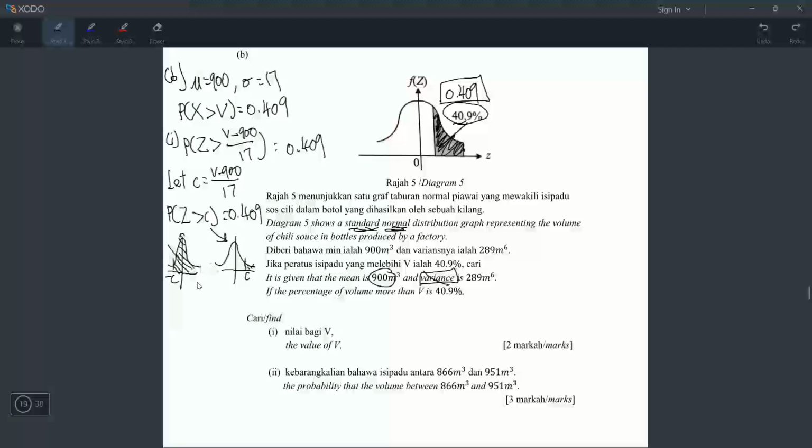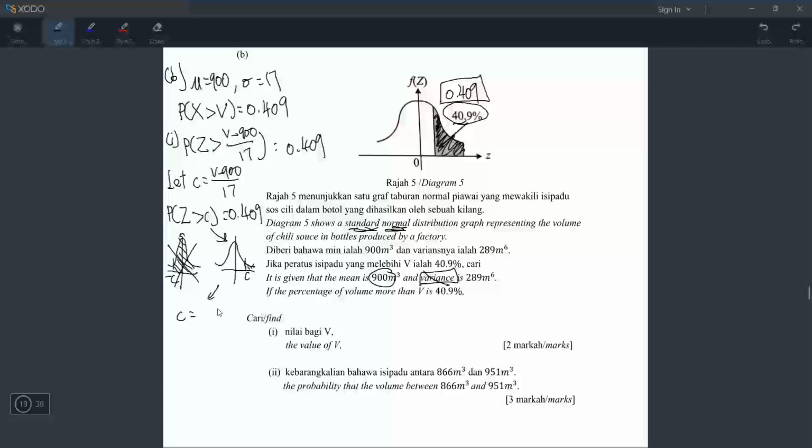It means your C is positive. It means not this one. But if it's this one, then you have to take 1 minus already, because do you remember I told you, right? If the shaded region crosses over like that, then you have to take 1 minus. But this question no need, because in this case your C is positive, so tak payah.